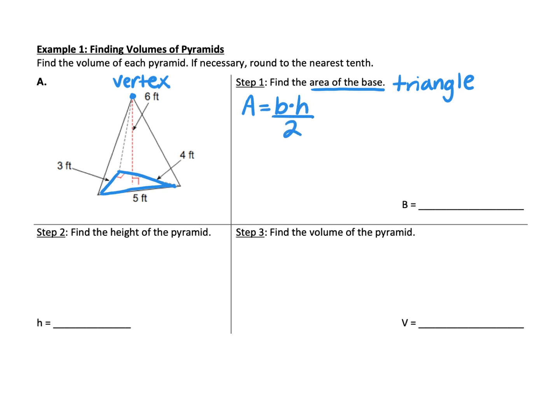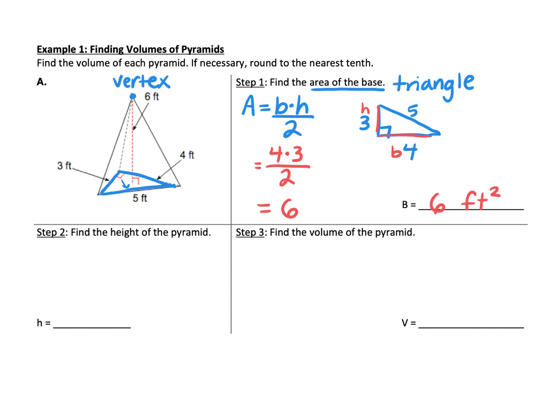Now, it might help us if we just draw out the triangle. You'll notice that this is a right triangle and the sides are 3, 4, and then the hypotenuse that's across from the 90 is 5. When we find the base and the height in a triangle, they need to be perpendicular to each other. So we're going to have to use the 4 and the 3. So we'll do 4 times 3 divided by 2. That's 12 divided by 2, which is 6. So our base has an area of 6 square feet.